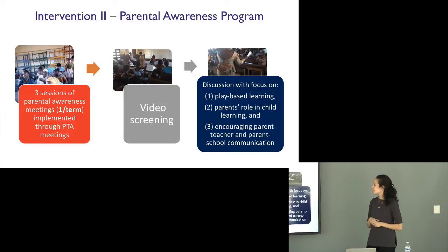The second was around what parents can do to support learning at home, even if parents don't have a lot of education themselves. For example, they could ask the child to count the number of tomatoes that they brought home from the market, or to point to all the green things that they saw around them. So really practical things. And then the third was to encourage parent-teacher communication.